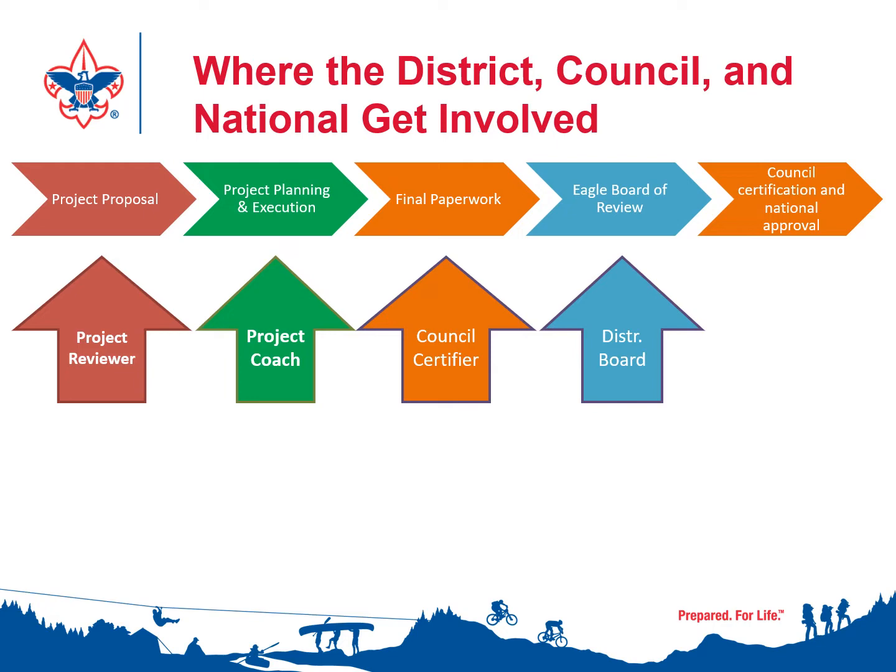And then finally, the Board of Review is scheduled with the scout, and then you conduct a Board of Review. When the Board of Review is finished, the people that sat on the Board of Review sign the application, and it is submitted to council for processing. That's done through the portal as well. The council certifier is then notified by the District Board of Review that the final application is there, and the council certifier completes the processing of the application and submits it to National.